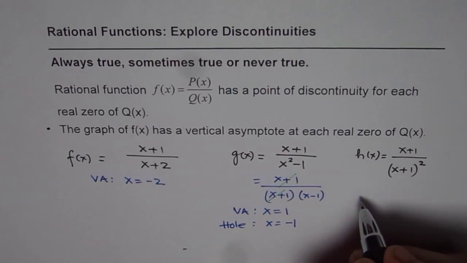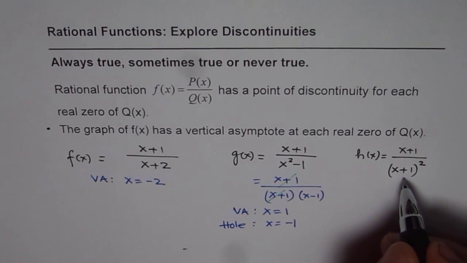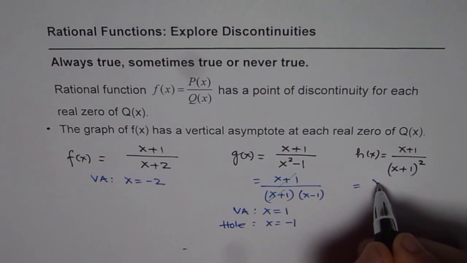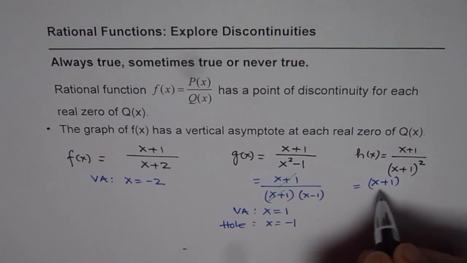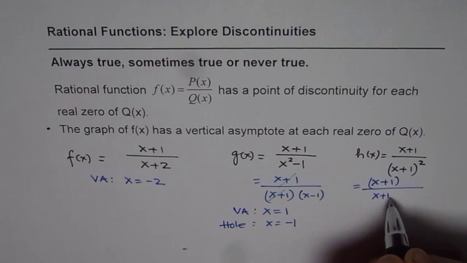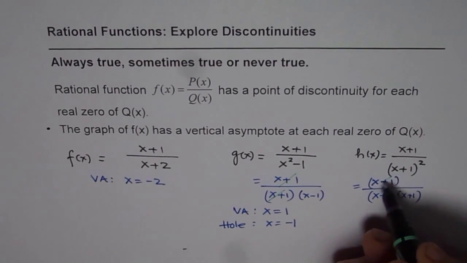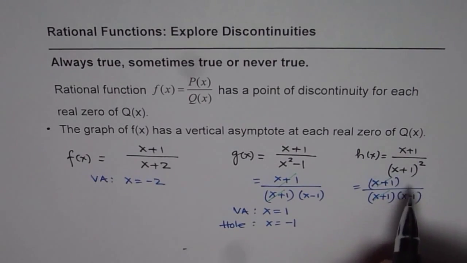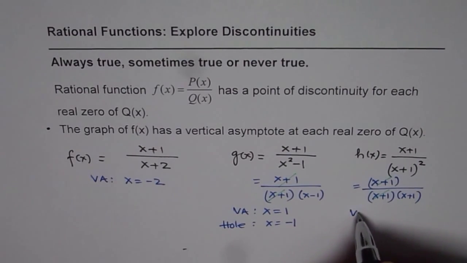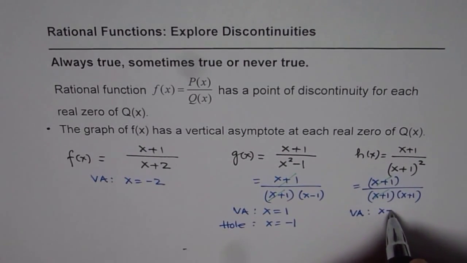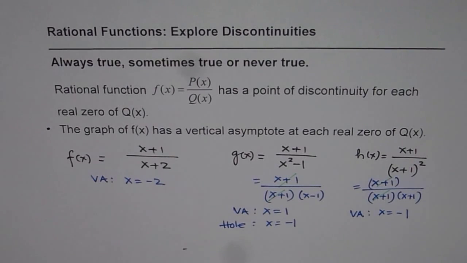In the third case, we have a discontinuity at x equals minus 1. We could write this function as x plus 1 over x plus 1 times x plus 1. Now here also we have a common factor, but still we have one more remaining. So in this particular case, we do have a vertical asymptote at x equals minus 1. With these three examples, you should be in a position to write your statement.